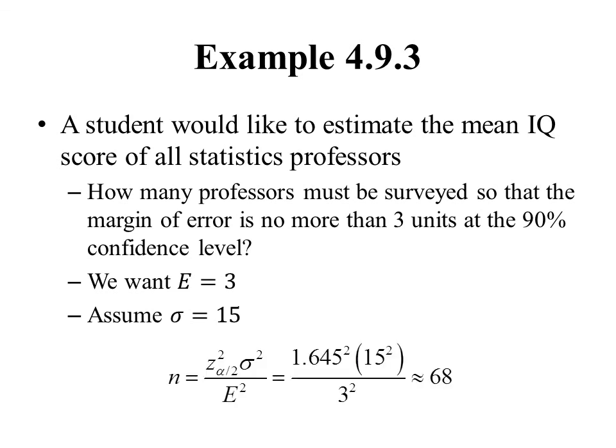So now we're ready to plug things into our formula. Here's our formula. We need the critical z-score at a 90% confidence level, we get 1.645, square that, times 15 squared, divided by 3 squared. We do that arithmetic, and again we always round that number up to the next whole number. So this tells us that we need to survey about 68 statistics professors.